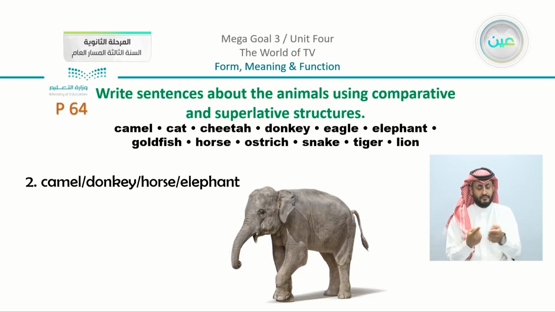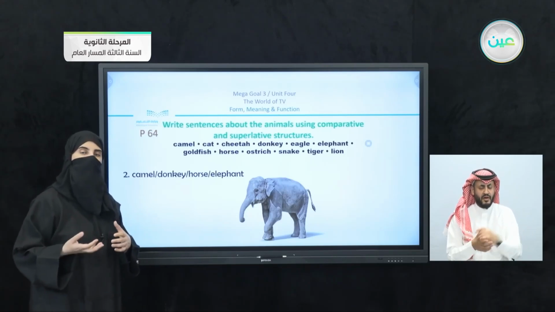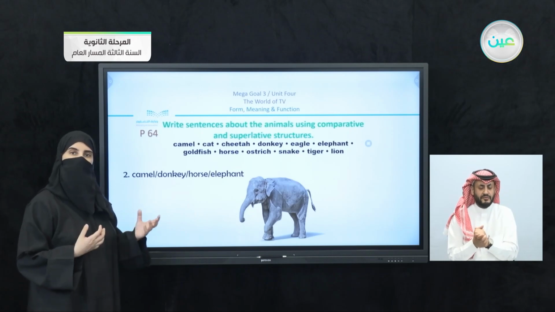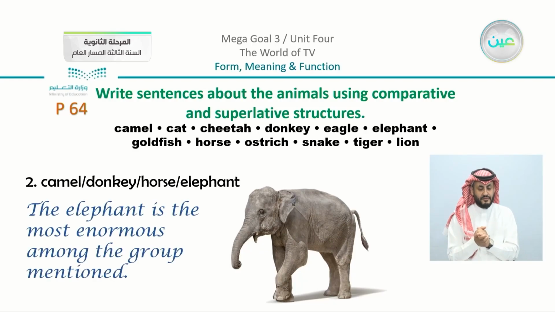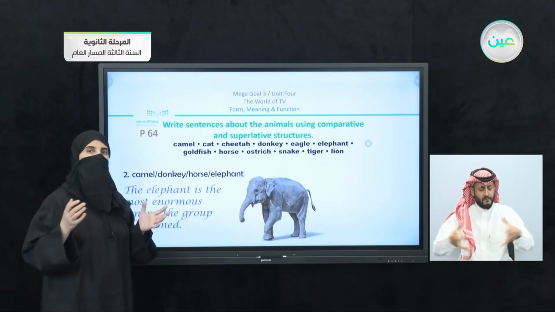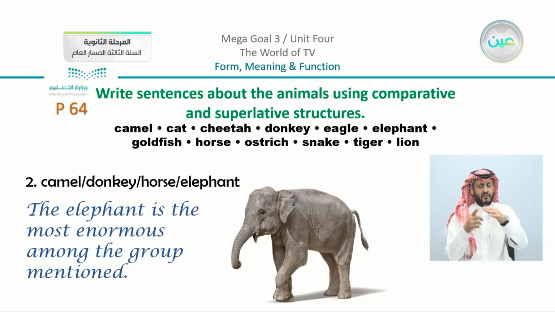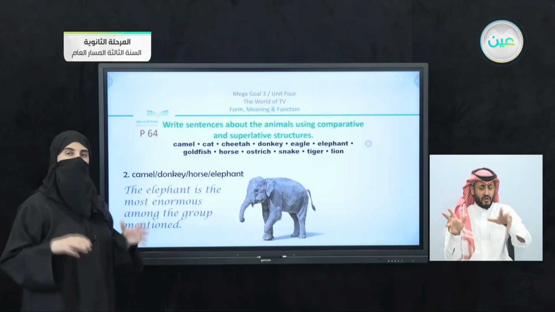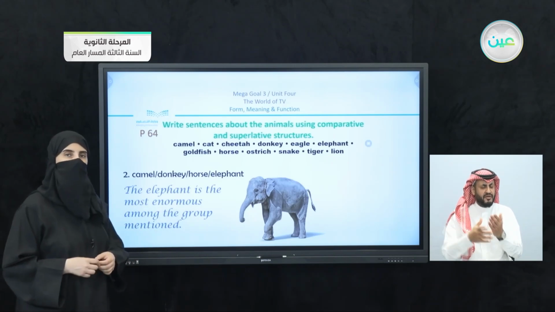Here we have camel, donkey, horse, and elephant. Now, I am looking forward to knowing what your thoughts are and how you can make this type of comparison interesting. So we have here, we're going to see that the elephant is the most enormous among the group mentioned. So this is the easiest sentence that we can come up with. The elephant is the most enormous among the group. I chose enormous, a long adjective, and I added the most before it.